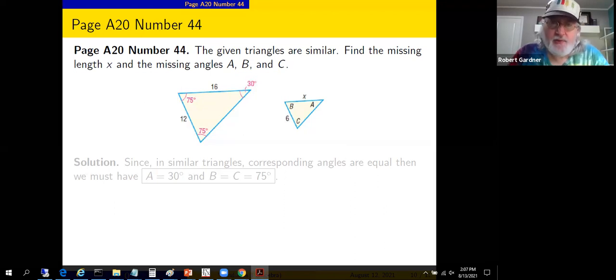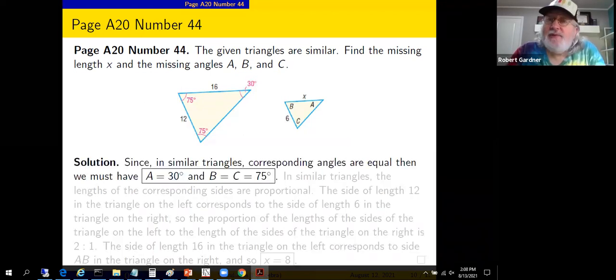Let's do the mathematics. The angles are easy. Similar triangles have equal angles and proportional sides.